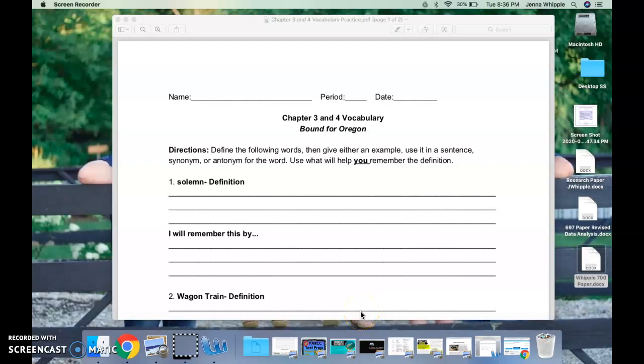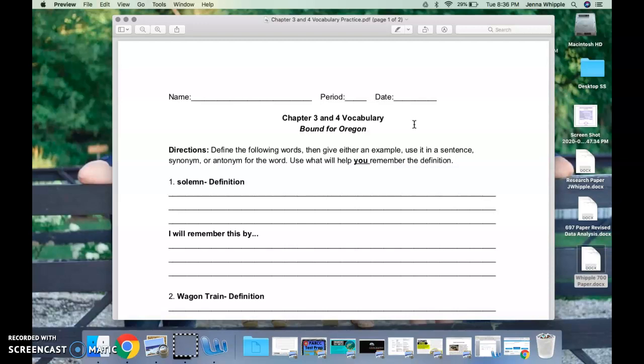Hey, fifth grade. Hopefully by now you have had a chance to watch and listen to chapter 3 and 4 vocabulary words. For these next two chapters, you have 6 vocabulary words that you will want to know to understand the next two chapters. You will do a vocabulary practice similar to last time.